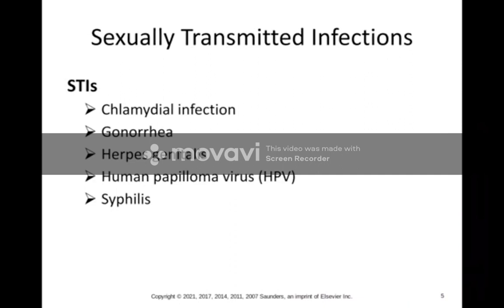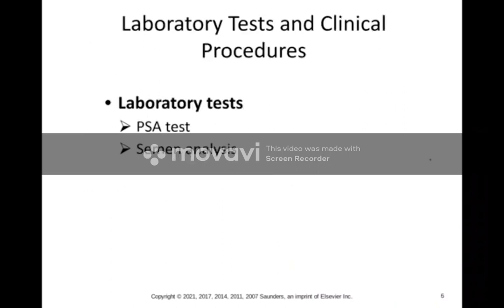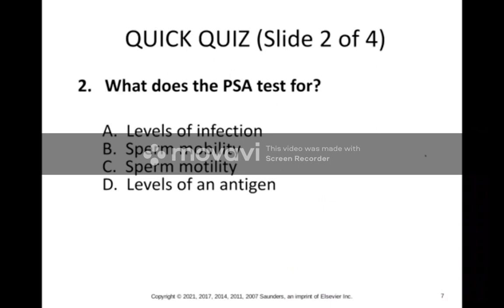Sexually transmitted infections, or STIs, include chlamydial infection, gonorrhea, herpes genitalis, HPV, or the human papillomavirus, and syphilis. There's some lovely pictures in your textbook illustrating the dangers of those infections. Lab tests include the PSA and semen analysis.